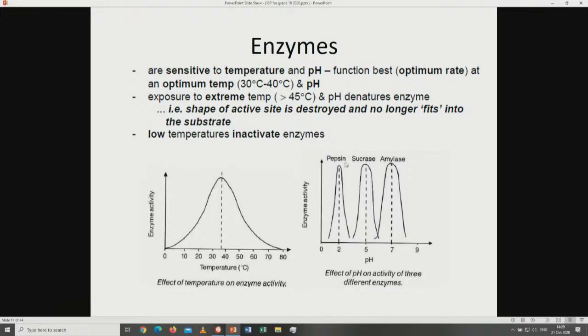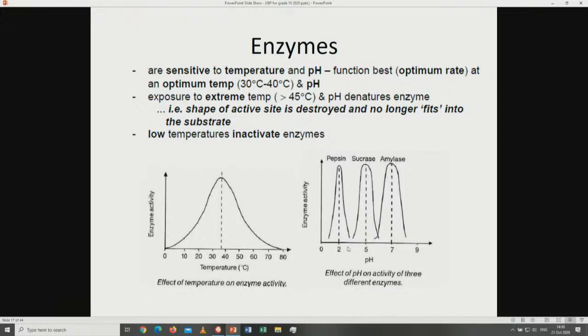This will be different from pepsin, where we see the peak on the graph is 2, which means pepsin functions best at a pH of 2. And then sucrase functions best at a pH of 5. Now, what happens when you increase the pH beyond 2 for pepsin? We start seeing the enzyme activity for pepsin decrease. This is because pepsin has been exposed to pH levels beyond the optimum. Pepsin will start losing its structure and functioning, and then the enzyme activity will decrease.